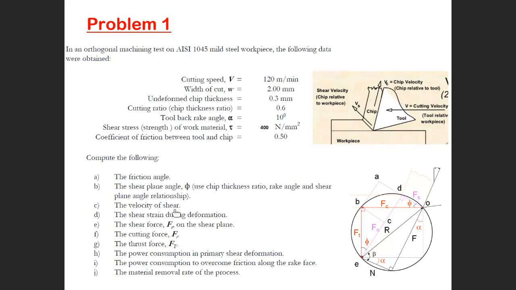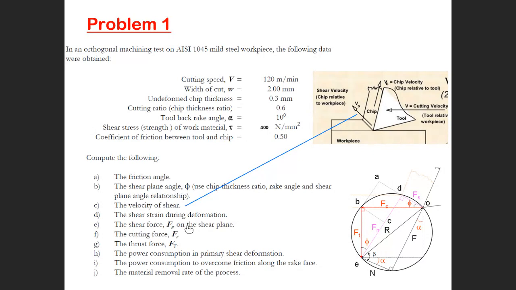Velocity of shear. We know V, V is given. We need to know the velocity of shear, Vs. Then you need to apply the velocity triangle, and when you apply the velocity triangle, you can get Vs, and also Vc as well.